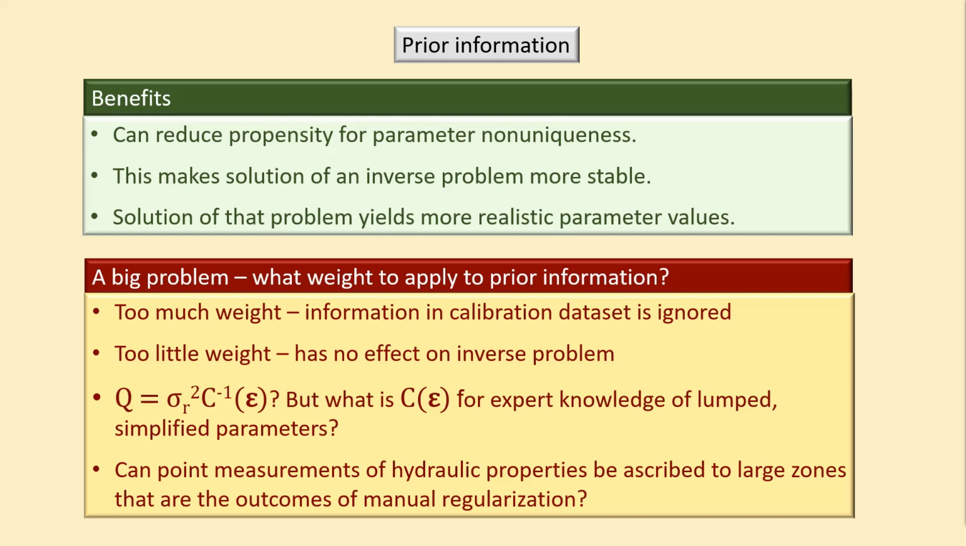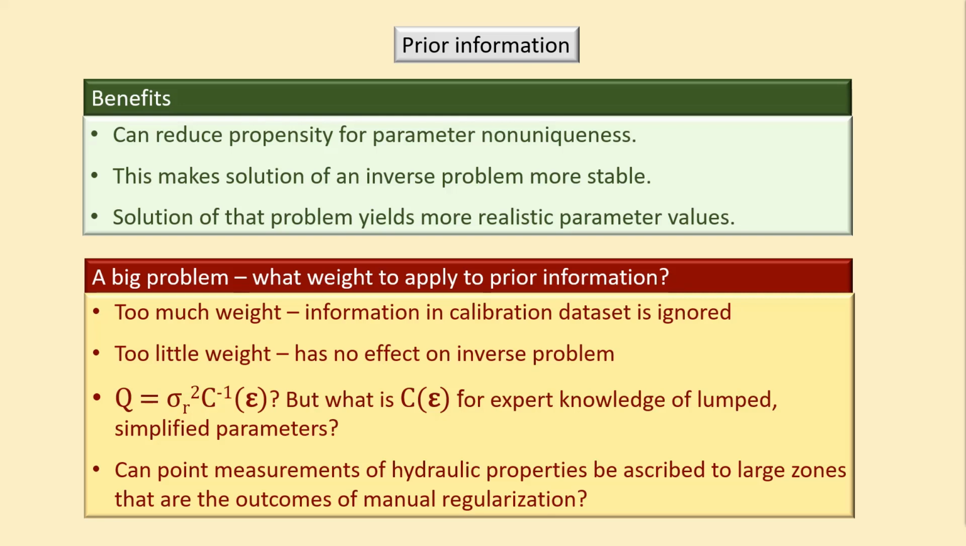A large problem with using prior information is what weight do we put on that all-important information. If the weight is too large, then PEST will simply ignore the field data, and the values estimated for parameters will be entirely those that are an outcome of prior information. Therefore, I won't get a good fit with the calibration data set because I've put too much weight on something that I may not be sure of. If I put too little weight on the prior information, it will be ignored and serve no purpose.